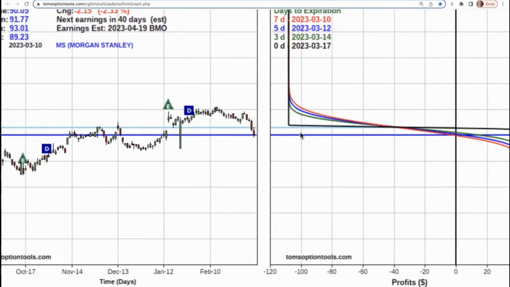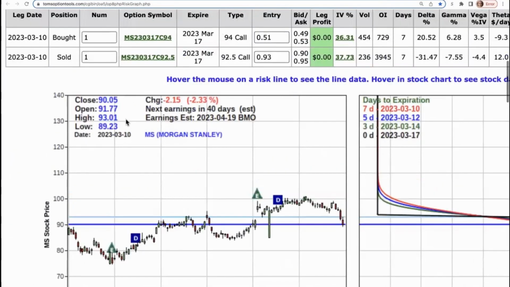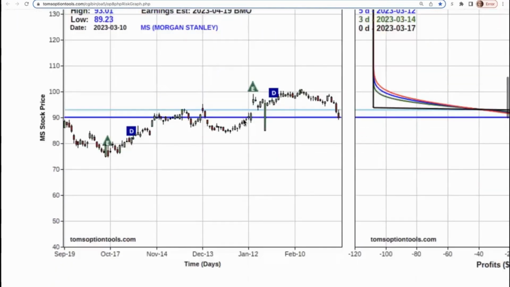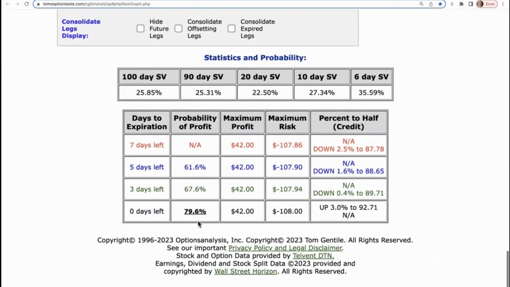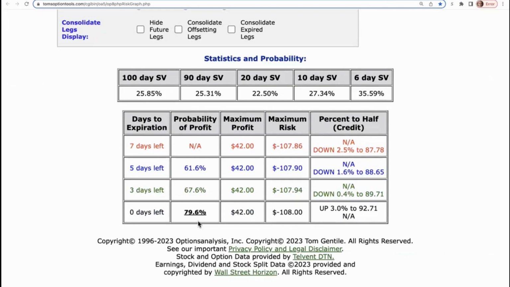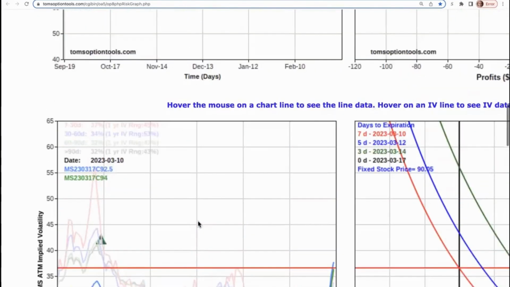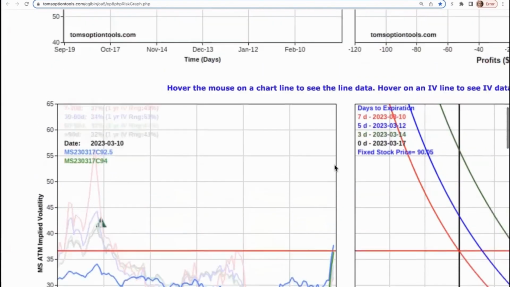That's like stepping up to the heat. That's like getting really close. The stock is at 90 and we're selling just 2.5 points higher. So I call it stepping up to the heat. And even with that proximity, you're still making 80%, which is extraordinarily high. And the reason it's extraordinarily high is because the IV is also extraordinarily high on Morgan Stanley.